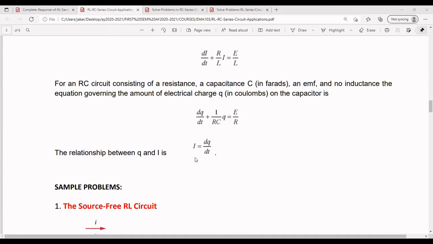So for now, you have these three equations to recall and use whenever you're provided with an RL circuit and an RC circuit. Before I move on with the sample problems, I'd like to ask a question. What have you noticed with the type of first order differential equation here for our mathematical model for our RC and RL circuits? What type of first order differential equations are you given here?